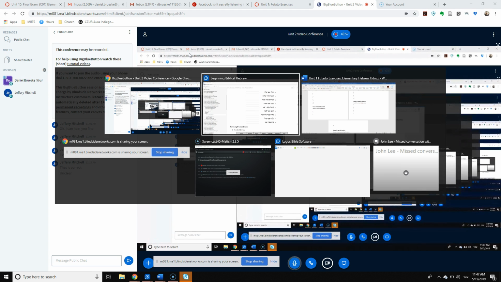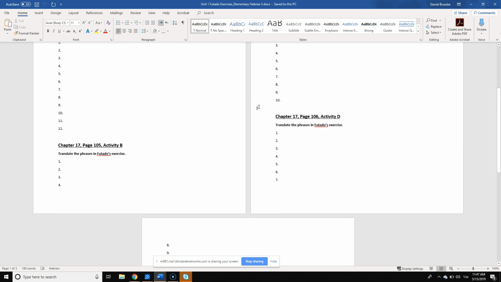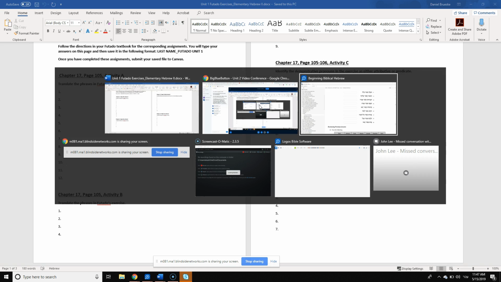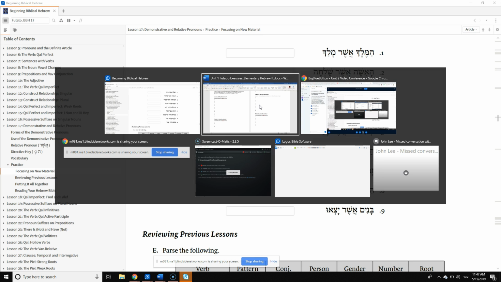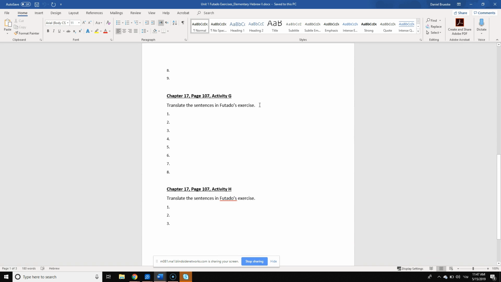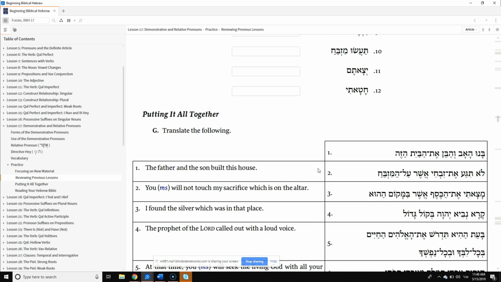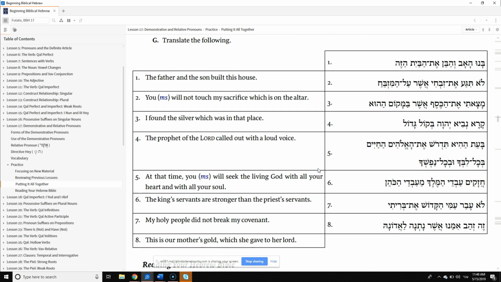No questions so far. Let's look at our assignment. That was D, I'm sure, right? Yes. So now the assignment jumps to activity G. Activity G, numbers 1 through 8. So G is just translation here.